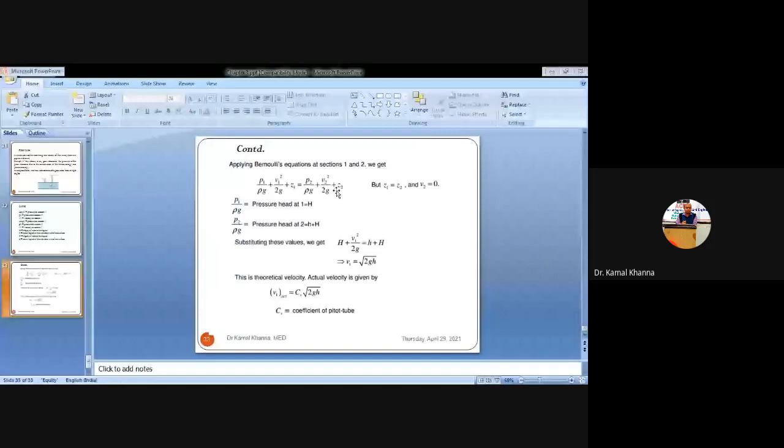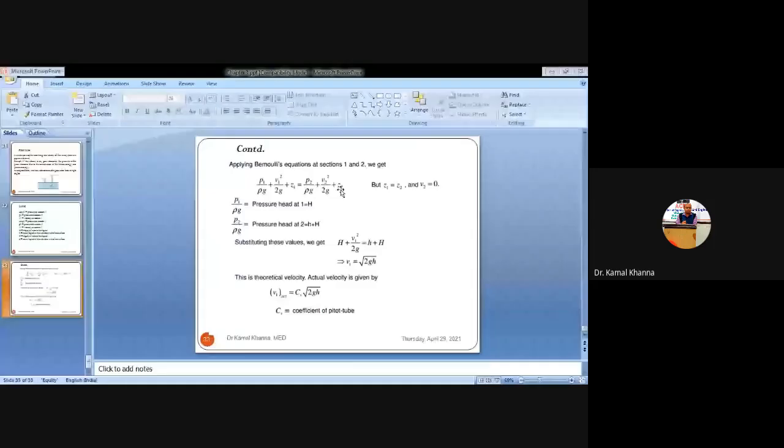Next is P2 by rho g. We have put the value of P2 by rho g as h plus capital H, and Z2 is no more here. The V2 square by 2g component will be 0 because there is no kinetic energy at point 2. Only a single amount of energy is there, that is pressure energy. So it becomes H plus V1 square by 2g is equal to small h plus capital H. This capital H will be cancelled out from both sides. So it becomes h is equal to V1 square by 2g.